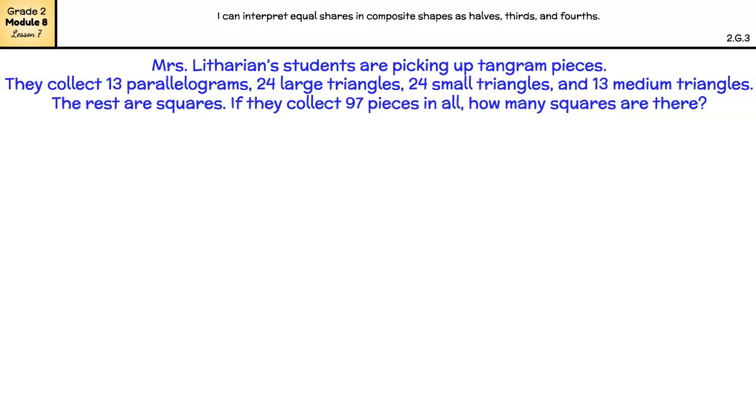Okay, remember that we use RDW to solve our application problem. We're going to take a few moments, let you solve, and when we come back, we'll check our work together.